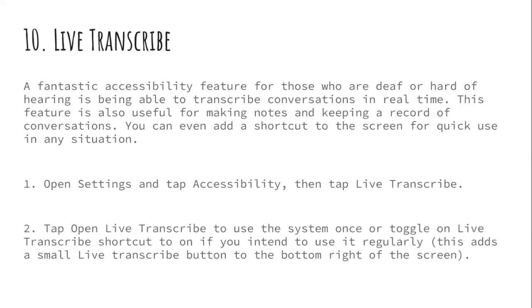Open Settings and tap Accessibility, then tap Live Translate. Tap Open Live Translate to use the system once, or toggle the Live Translate shortcut on if you intend to use it regularly. This adds a small Live Translate button to the right of the screen.